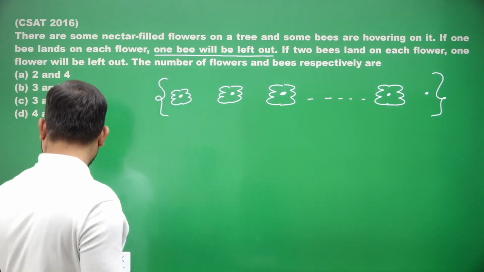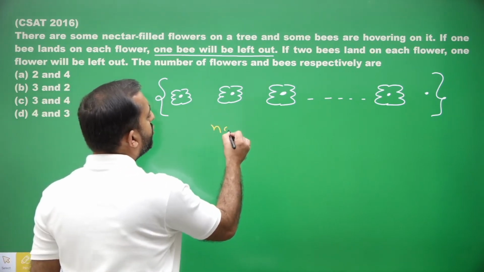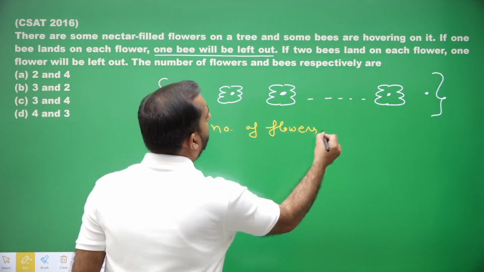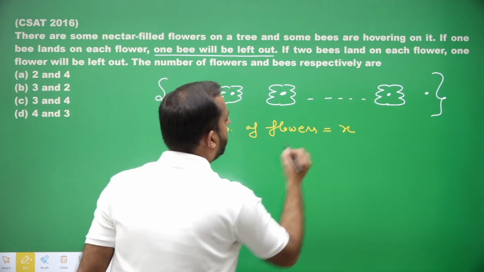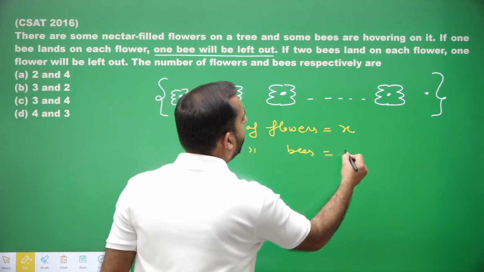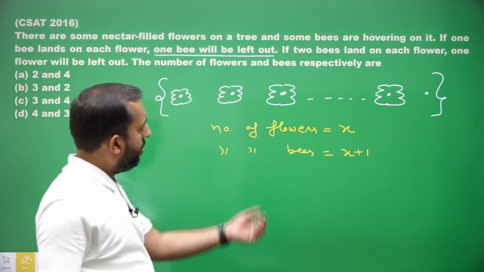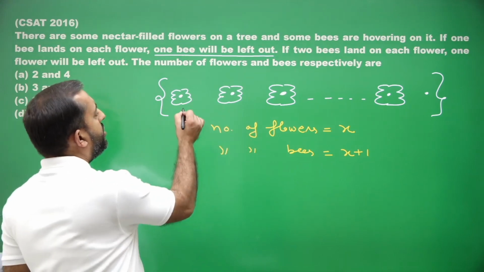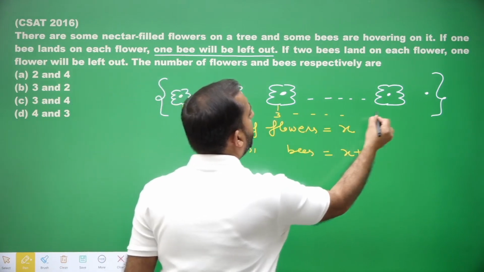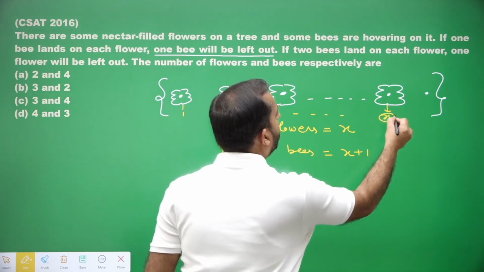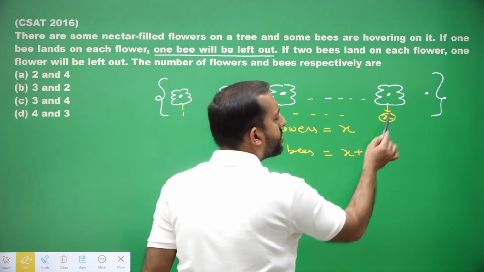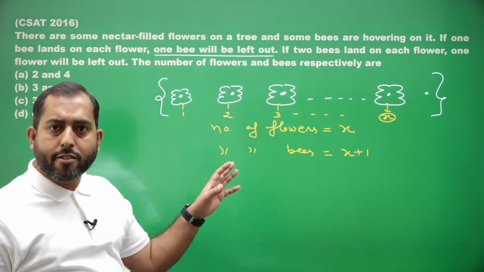Let us assume the number of flowers is x. So the number of bees should be x plus 1. See, this is the first flower, this is the second flower, this is the third flower, and in this way the last flower is the xth flower. So if the number of flowers is x, the number of bees is going to be 1 extra than flowers. I hope this is clear to everyone.